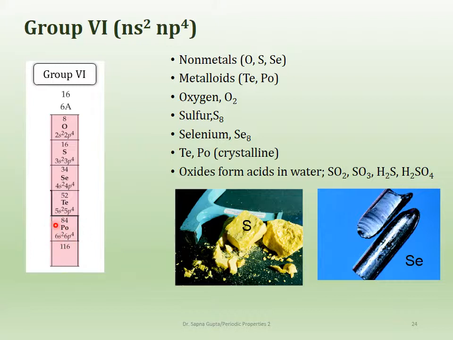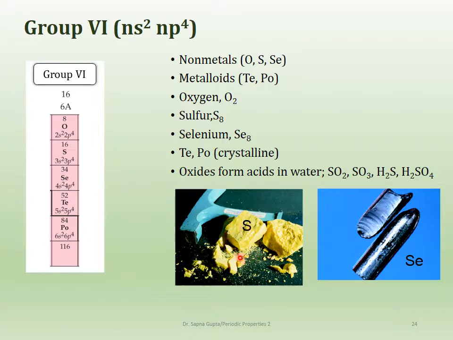Polonium is a metal, but we don't really talk about it as much. Polonium is the only metal that you will find in group number 6. All the other ones are nonmetals or metalloid, which is tellurium. All of these are typically nonmetals, which means that they give acidic oxides and so on. Oxygen exists as O2, sulfur as S8. This is how they exist in nature.